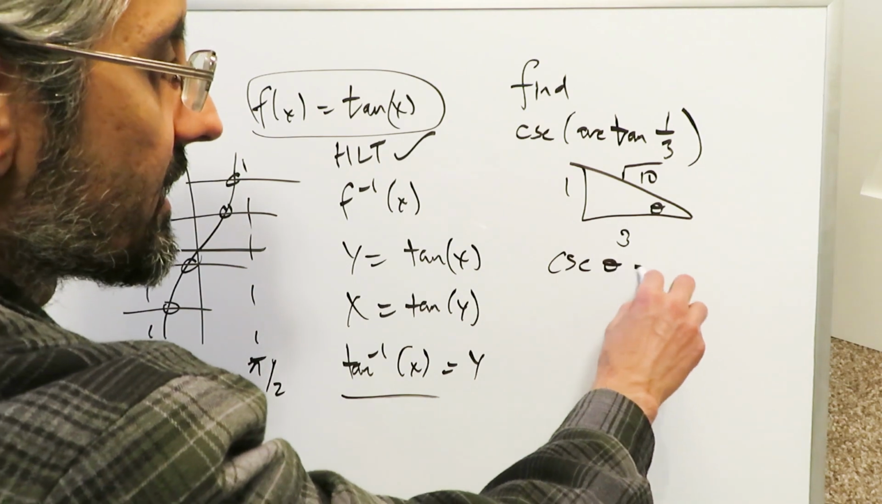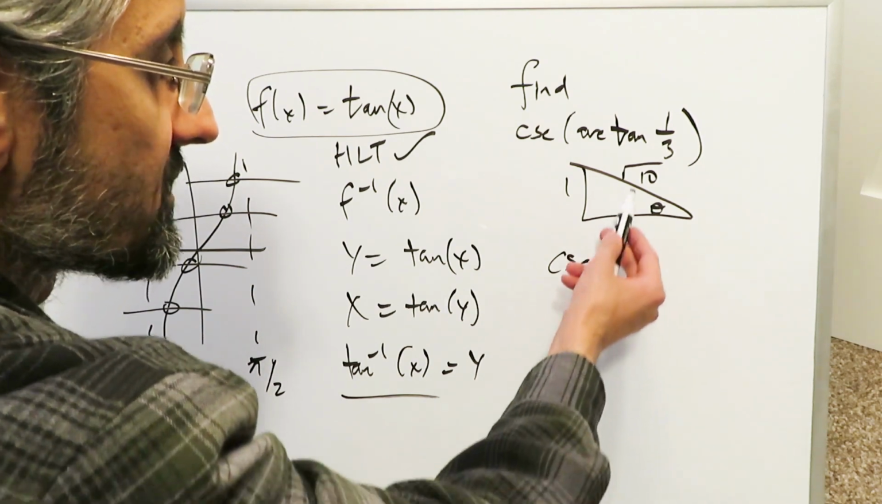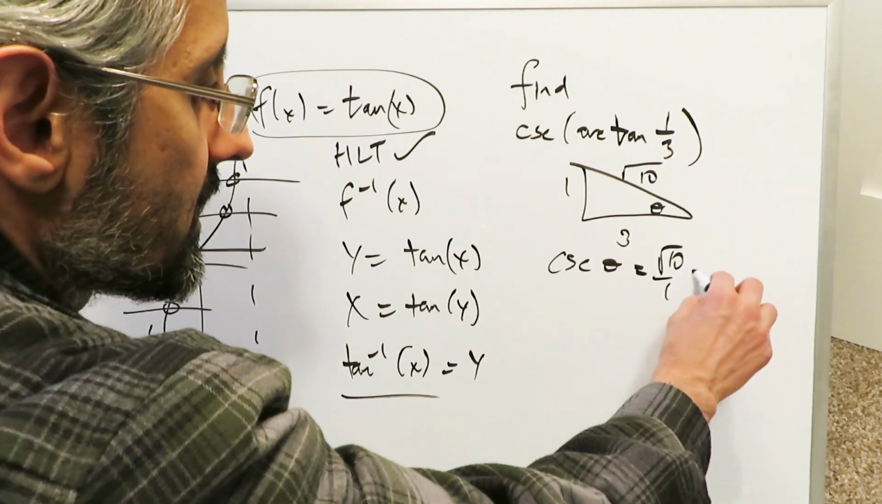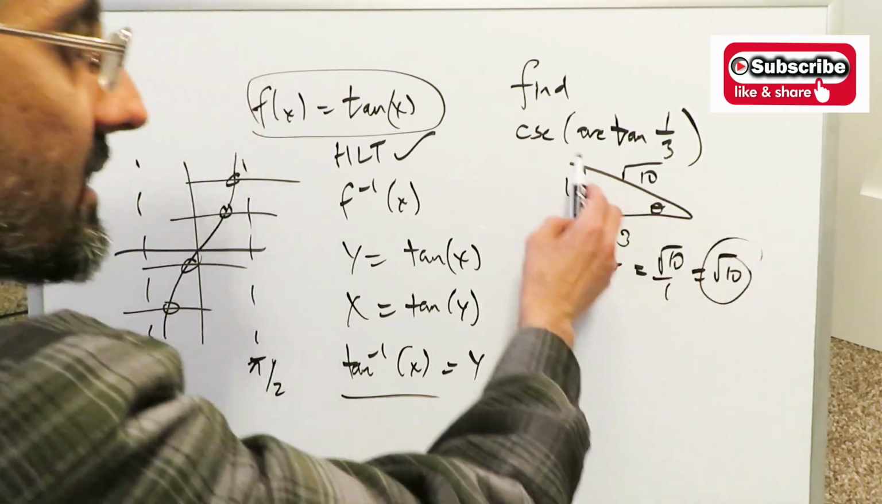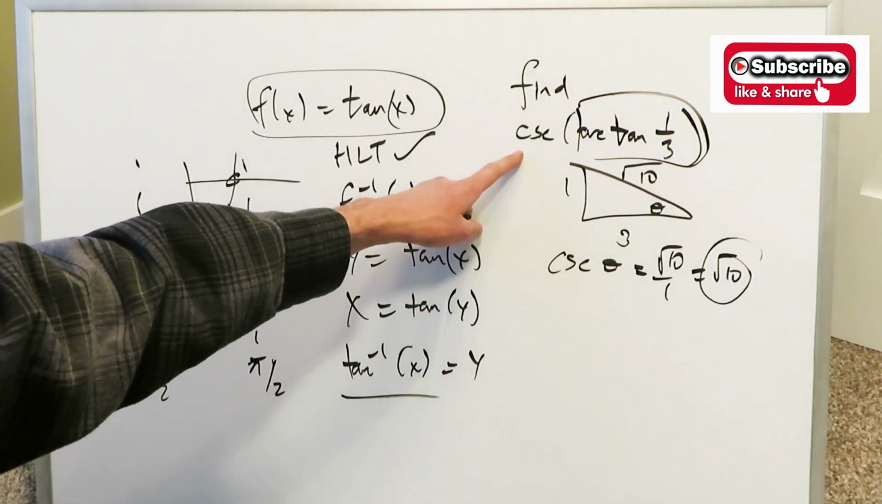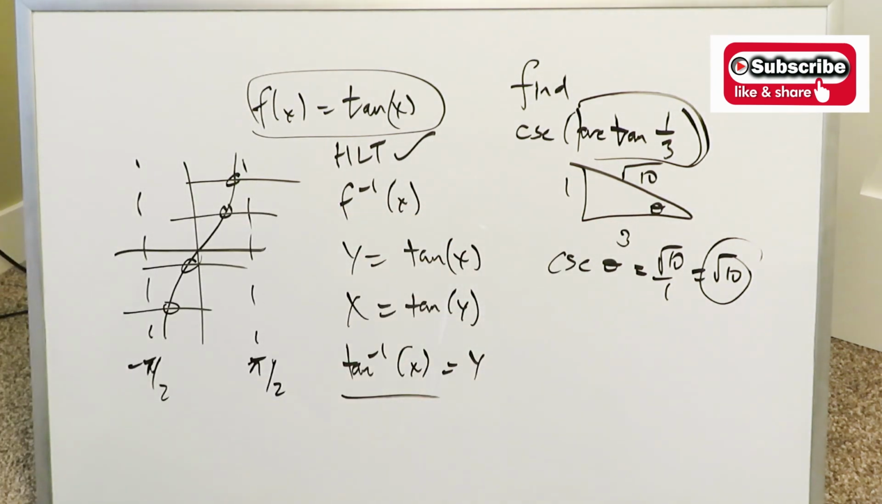Cosecant of theta is going to be what? The definition of cosecant is hypotenuse over opposite. It'll be root 10 over 1, and it'll be root 10. So you can see how the inverse tan played right over here to help you find another function with regards to a common angle. That right there is a very useful application.